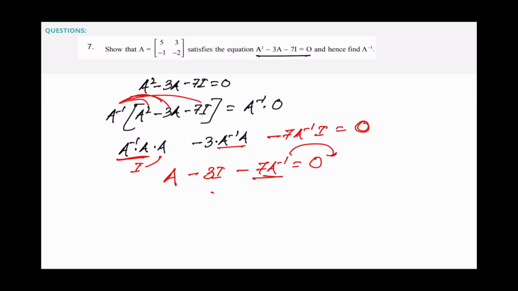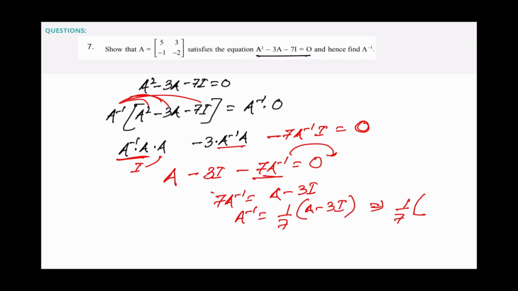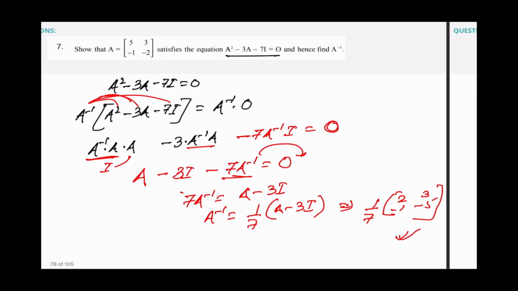So I'll send this 7A inverse to that side. So 7A inverse is equal to A minus 3I, or we can say A inverse is 1 by 7 of this whole thing, A minus 3I. So just solve the matrix and you'll get the answer like 1 by 7, I'm not showing the whole working, 2, 3, minus 1, minus 5. Okay, clear? This is the answer if you're getting it all correct. If not, do put it in the comment section.